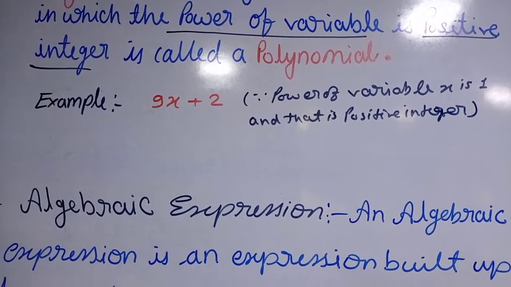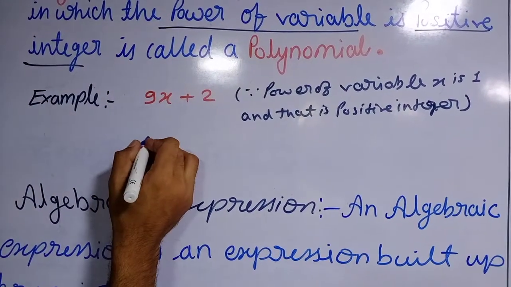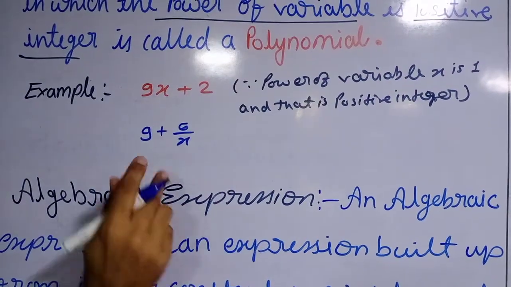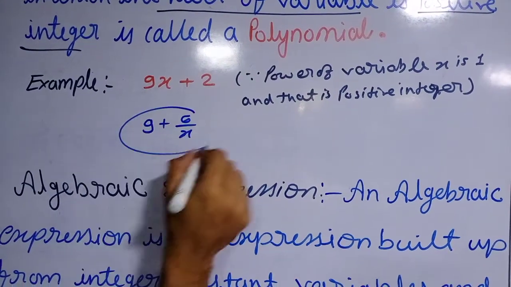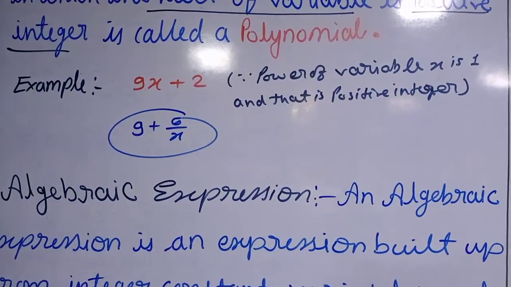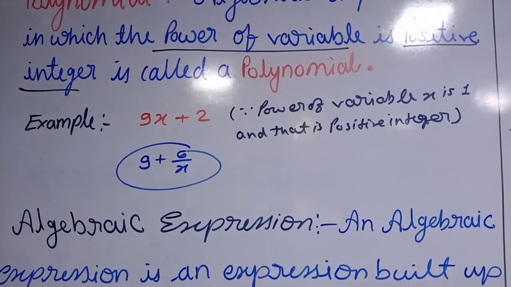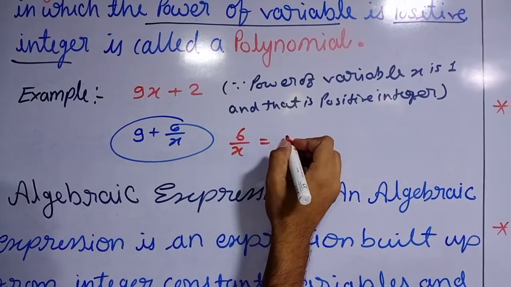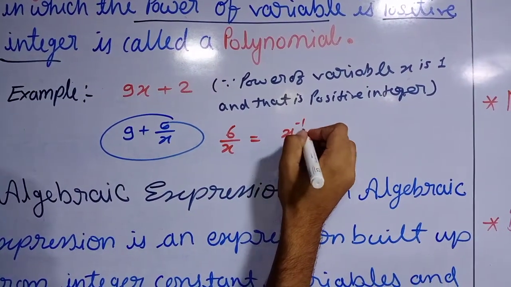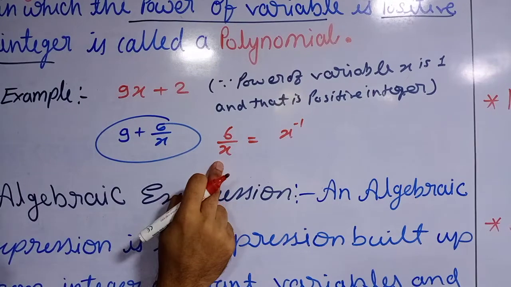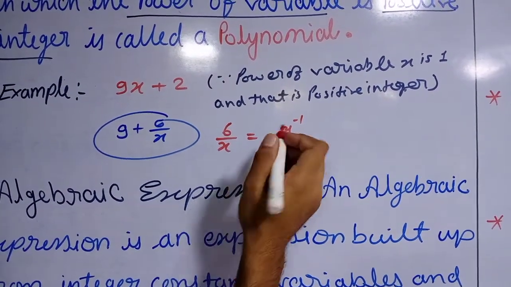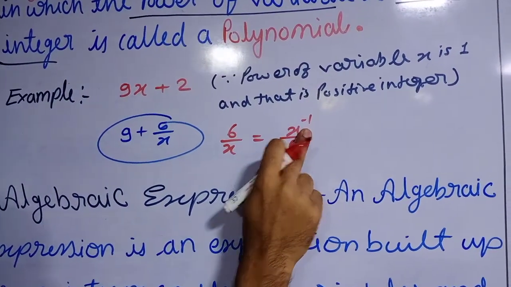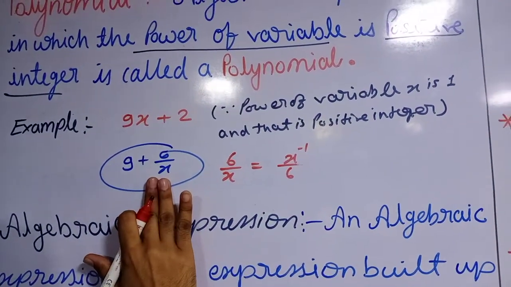Take another example. 9 plus 6 upon x. Is it a polynomial? No, this is not a polynomial. Why? Because here 6 upon x means x raised to minus 1. When we take this x to the place of the numerator, it becomes x raised to minus 1, and minus 1 is not a positive integer, so that is not a polynomial.